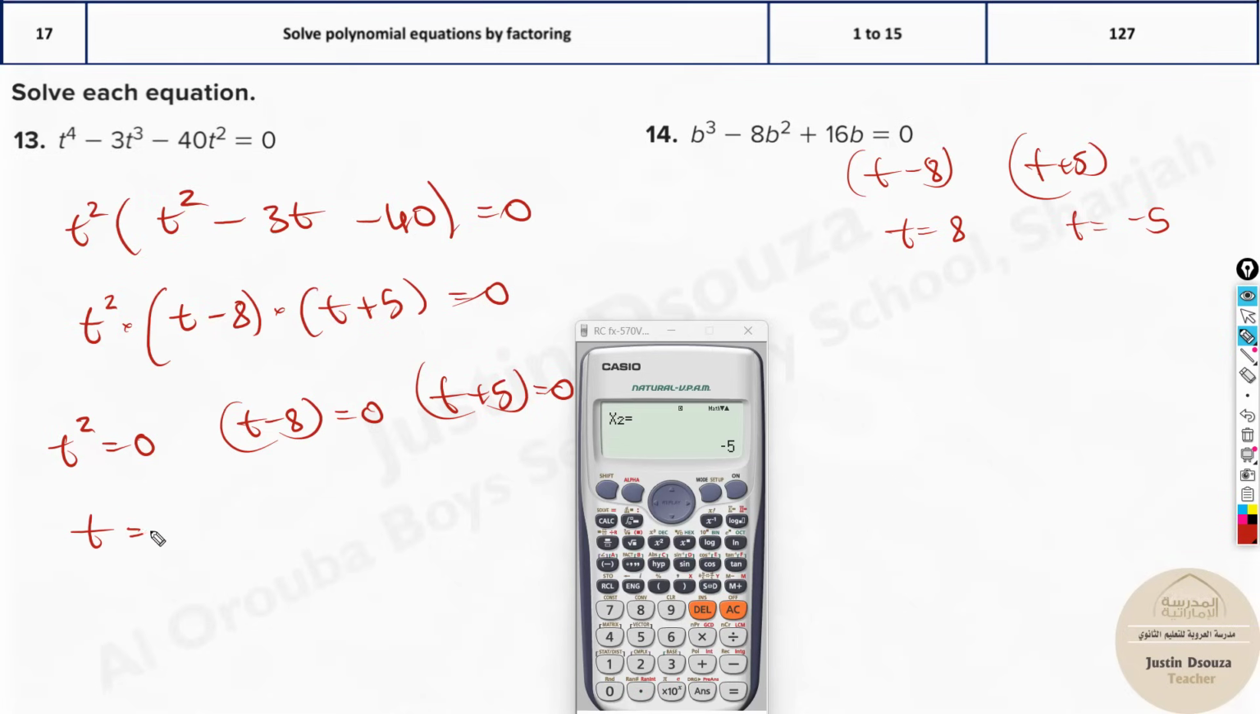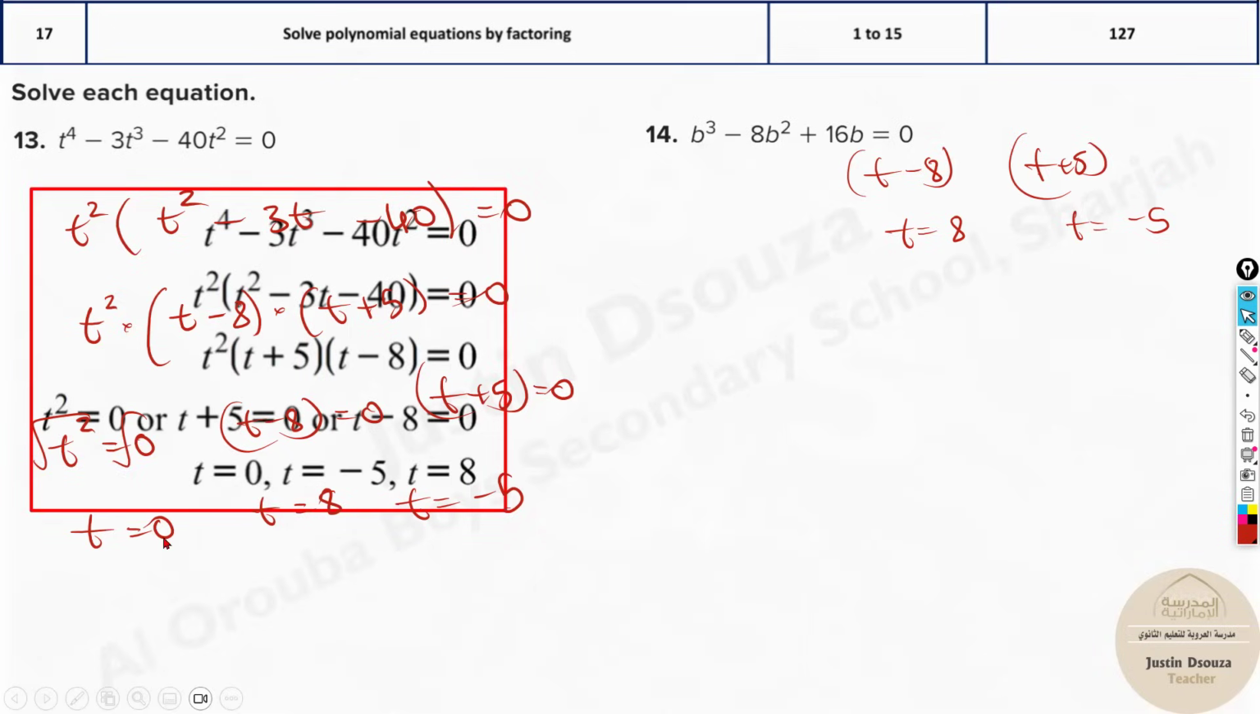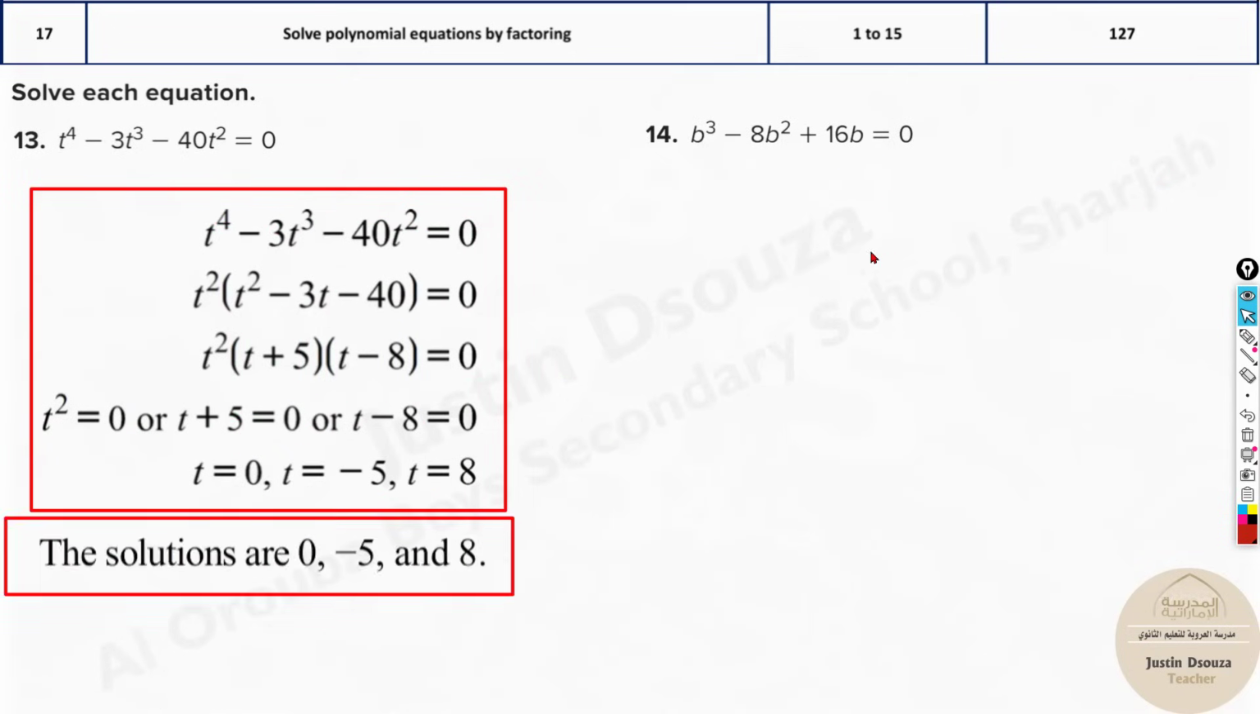If t square is 0, t is also 0. Square root on both sides, you get 0 itself. This is t, 0. Now here take this to the other side, it's minus, it becomes plus 8. That's also possible. And lastly, it's minus 5. So this is how we solve this problem. You can see the detailed methods are over here. It's 0, minus 5 and 8. Lastly, please do solve this by yourself.